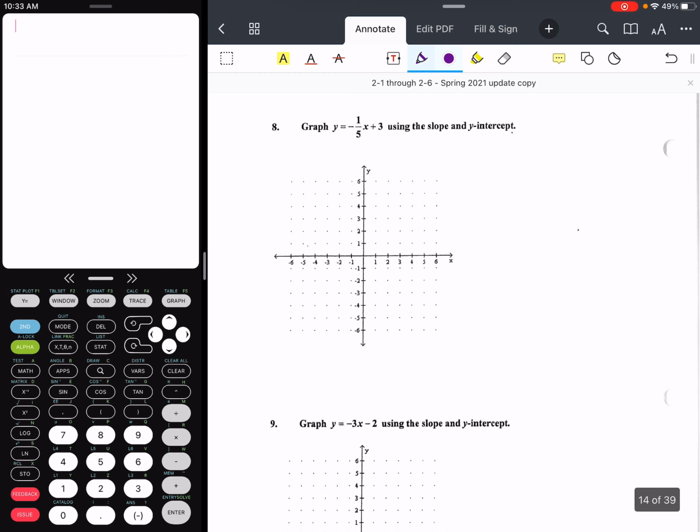Okay, for number 8, we want to graph y equals negative 1/5 x plus 3 using slope and y-intercept. From the plus 3, I can see that my y-intercept is the ordered pair (0, 3), so I plot that on my y-axis. My slope is negative 1/5. Now for rise over run purposes, I could think of my slope as either negative 1 over positive 5, which means from my y-intercept, I could go down 1, rise negative 1, which means go down 1, and then run to the right 1, 2, 3, 4, 5. So that puts me right there.